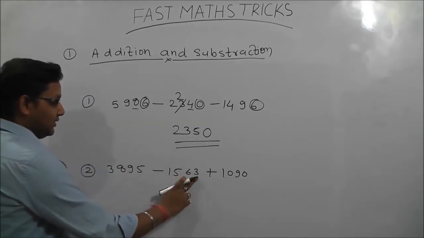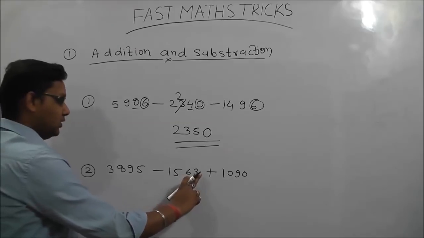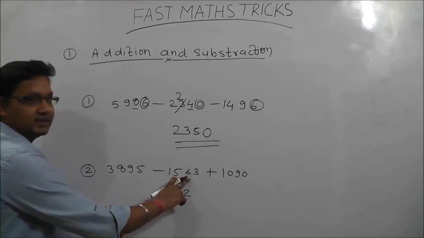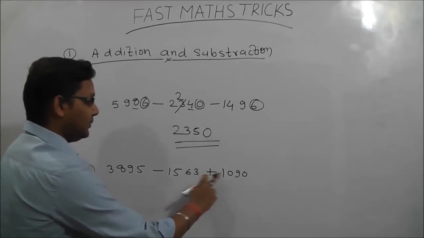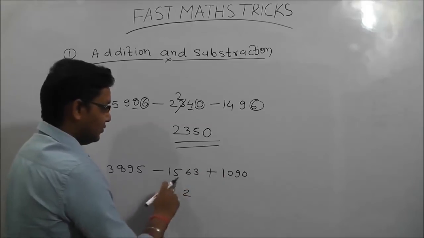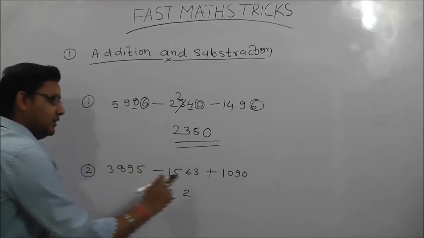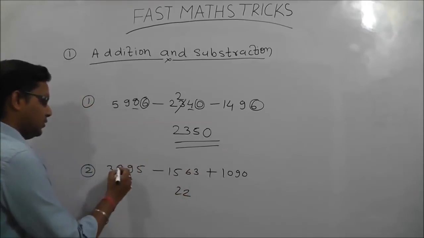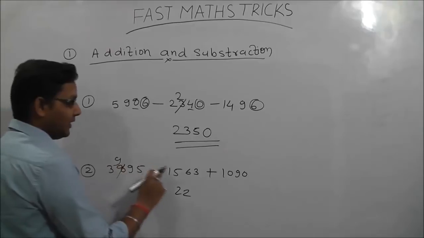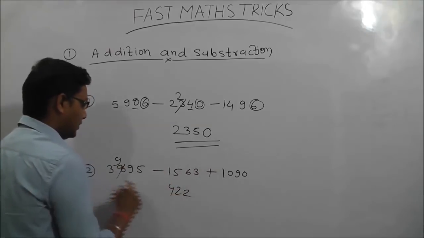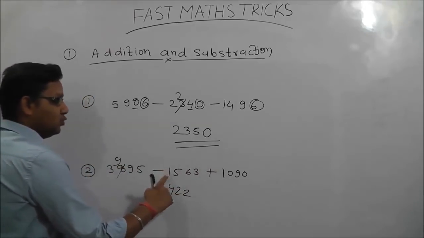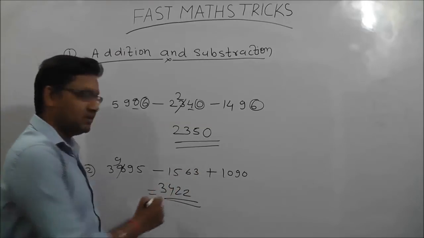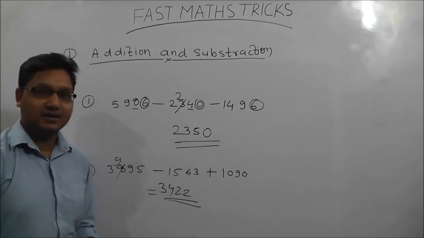5 minus 3. 5 minus 3 is 2. 2 plus 0 is how much? 2. 9 minus 6 is 3. 3 plus 9 is how much? 12. So one remainder also. So this will become 9. 9 minus 5 is 4. 4 plus 0 is 4. 3 minus 1 is 2. 2 plus 1 is 3. So 3, 4, 2, 2. So in this way we can find the answer.